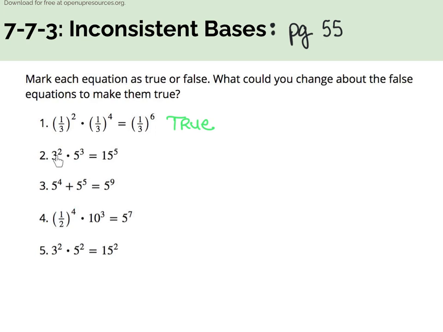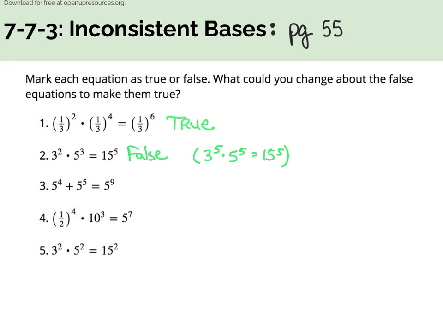Let's go ahead and look at 3 to the second times 5 to the third. So is it 15 to the fifth? It is false. Remember that we can only do this when we have the same base. So this is actually false. We could change it so that it's 3 to the fifth times 5 to the fifth, and then that would equal 15 to the fifth. We're actually going to talk about this tomorrow, so just take it how it is right now.